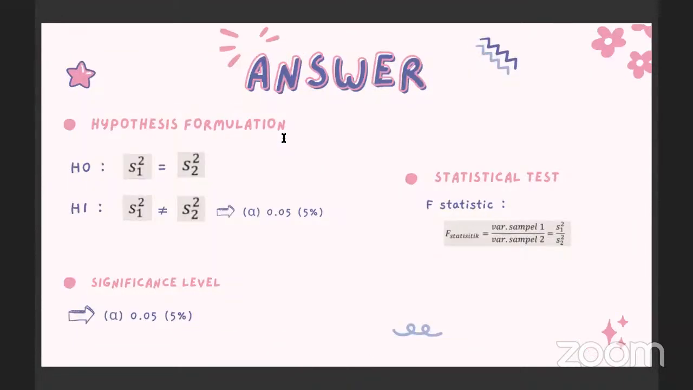The answer, hypothesis formulation: H0 is S1 squared equals S2 squared. H1 is S1 squared not equal to S2 squared. The significance level is alpha 0.05. Statistical test F statistic equals variance of sample 1 divided by variance of sample 2, equals S1 squared divided by S2 squared.